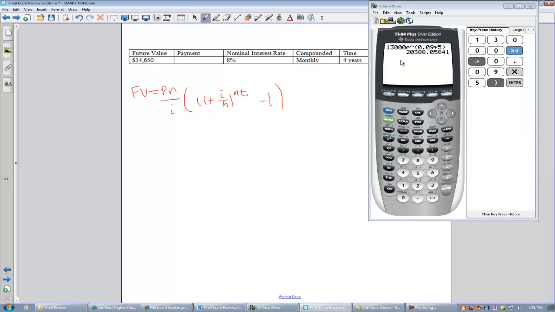And so I'll plug in the correct numbers here. So the future value is 14,650. The payment is P, I don't know that, times the number of payments I make, or the number of times I compound interest, same thing, that should be monthly, so times 12, divided by the interest rate, which is 0.08. And then this is 1 plus 0.08 divided by 12. All raised to the 12 times how many years? It looks like 4 years, minus 1. And the idea is I need to find P, so I'll graph the right, graph the left, and intersect.